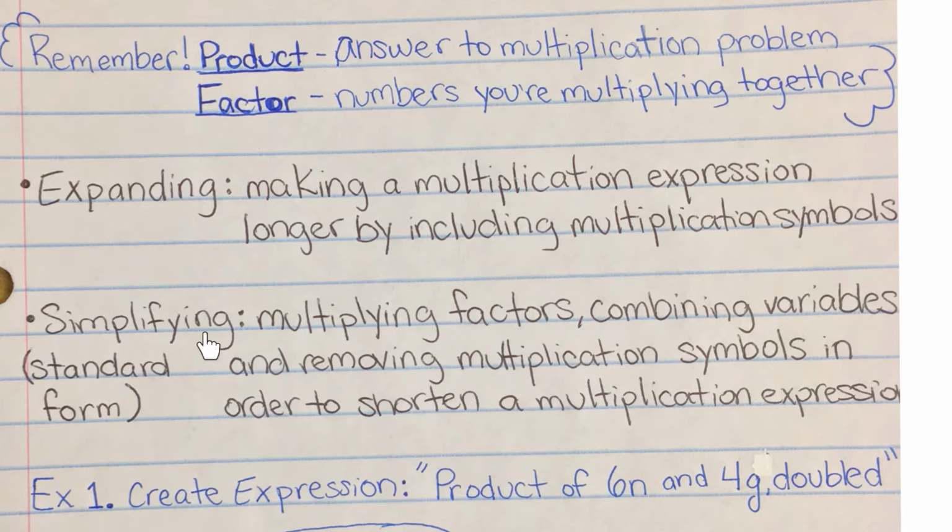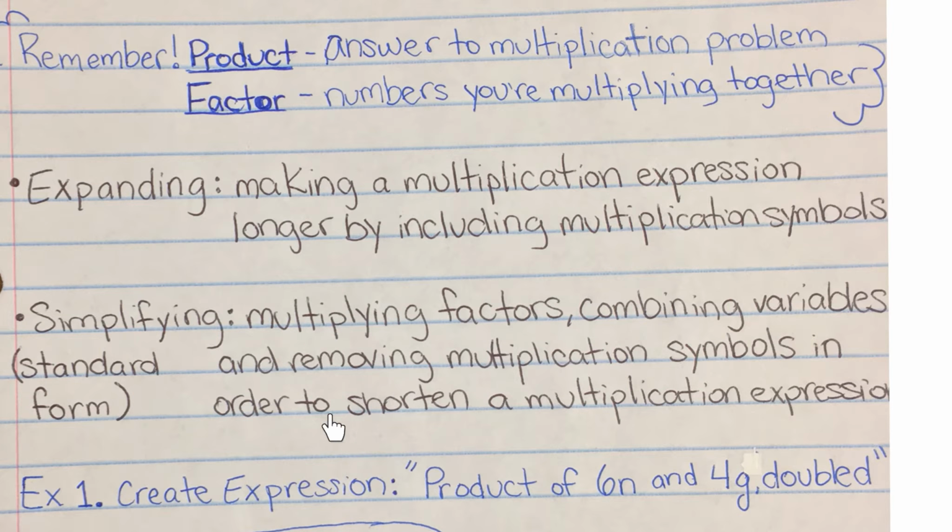So when we are simplifying an expression, we are multiplying the factors, combining the variables, and removing the multiplication symbols. The way that we remove the multiplication symbols is we actually multiply factors. So step 1, we multiply the factors. Step 2, we combine the variables. Step 3, we remove the multiplication symbols. Okay? And in doing this, we can simplify or shorten our expression. So we do this in order to shorten a multiplication expression.